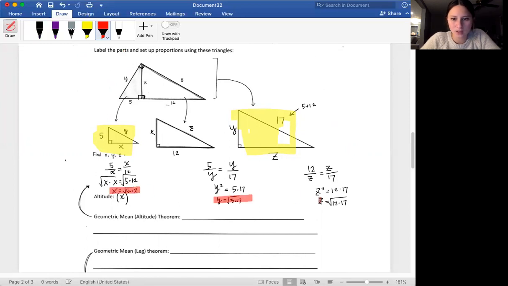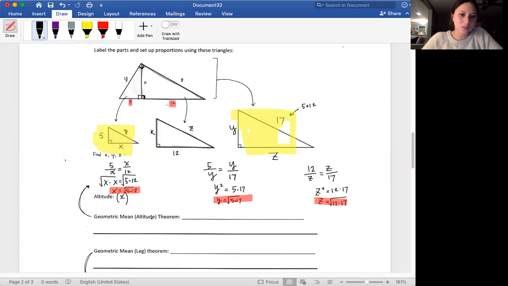So let's take a look at what this discovery is. Here's the key information. Looking at our triangle that we started out with, x equals the square root of 5 times 12, okay? y equals the square root of 5 times 17, and z equals the square root of 12 times 17. You might not see the discovery yet. I'm going to write it out here. If you do see the discovery, then that's good eyes on you.